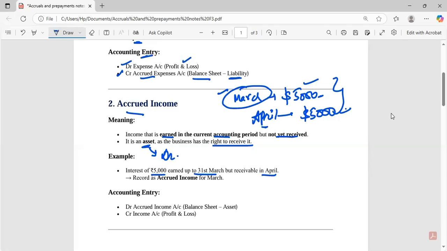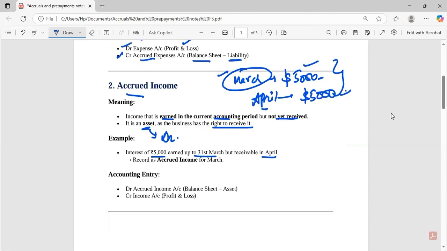So let's see how our entry would be made. We will debit accrued income, because I just told you that accrued income is an asset and it will go in the balance sheet on the asset side. And incomes have a credit balance, so we will credit it. Okay, the golden rule is, I'll write here the golden rule.